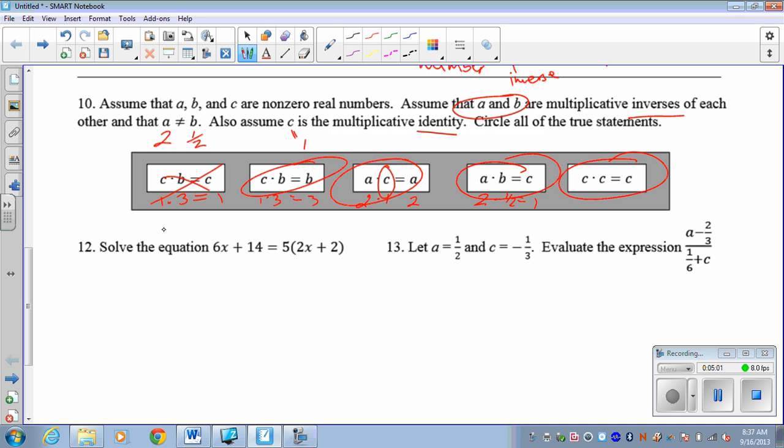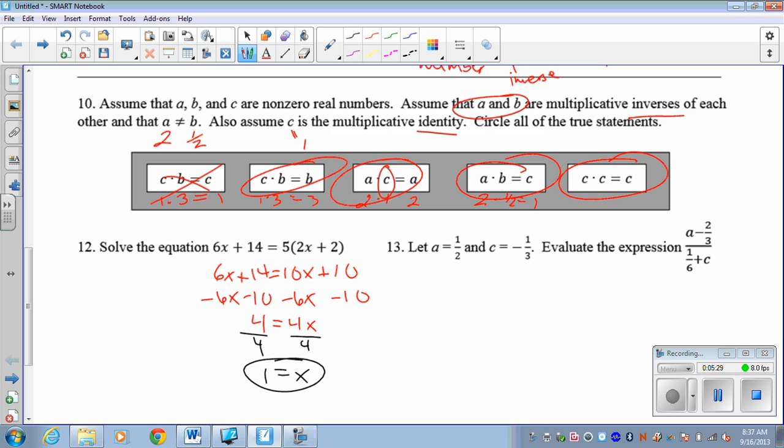Alright, solving this equation, this is algebra 1 style. We got 10x plus 10 if you distribute. Alright, combine like terms, I'm going to subtract the 6x from both sides. And at the same time, I'm going to subtract the 10. So then I end up with 4 equals 4x. Divide by 4. And x equals 1. Patty cake.